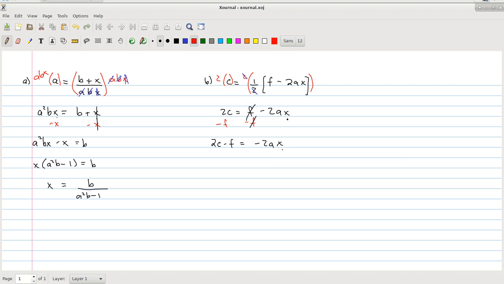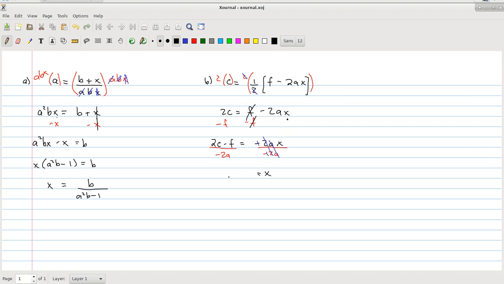We still need to get x by itself, so now we need to get rid of this minus 2a. Since that's being multiplied by x, to get rid of it, we'll do the opposite and divide. If we divide the right-hand side by negative 2a, we've got to divide the left-hand side by negative 2a also. So on the right, the signs cancel. The 2's reduce out, the a's reduce out. We're left with just x.